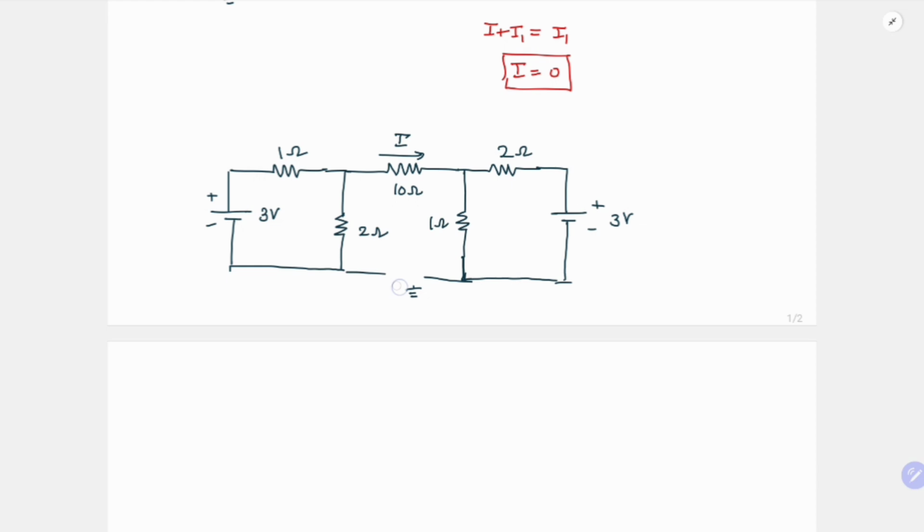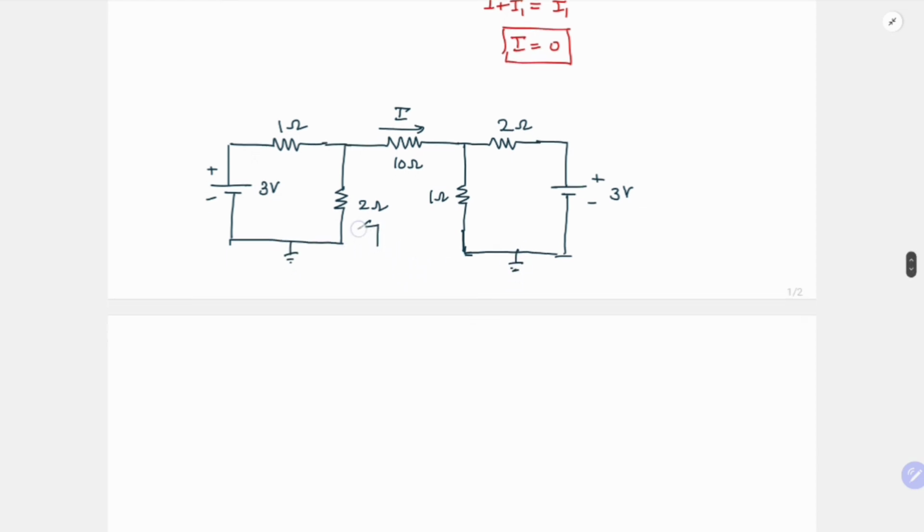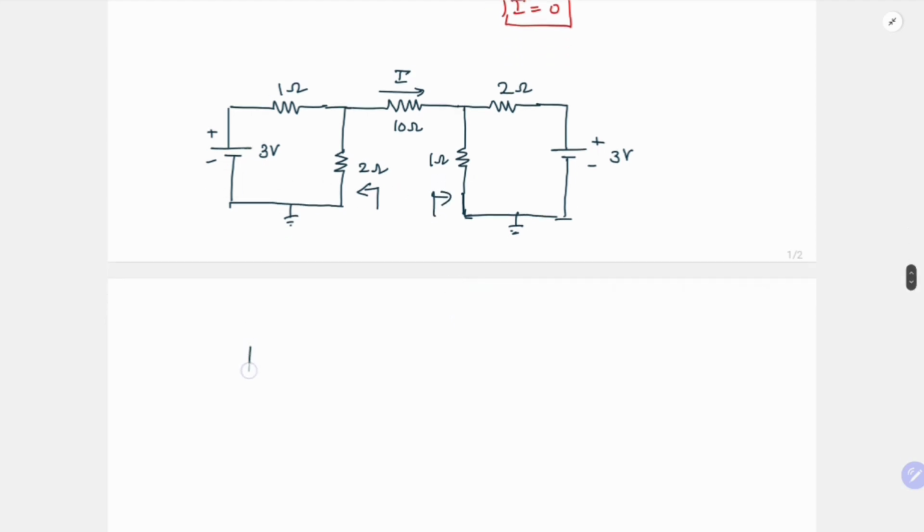So in this case, to solve easier, let's keep it this way. What you will do is, let us convert this side and this side into your Thevenin equivalent. So this side, what will be your Thevenin equivalent? Your voltage at this point is 2 by 3 into 3 volt, which is nothing but 2 volts. And what is your resistance? Total resistance is 1 ohm in parallel with 2 ohms, which is 2 by 3 ohms. And you have a 10 ohm here. And on the right hand side, again the resistor is 1 ohm parallel with 2 ohm. So you have 2 by 3 ohm.